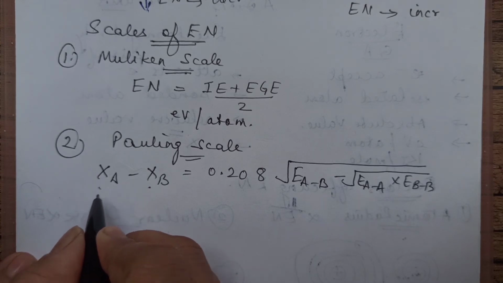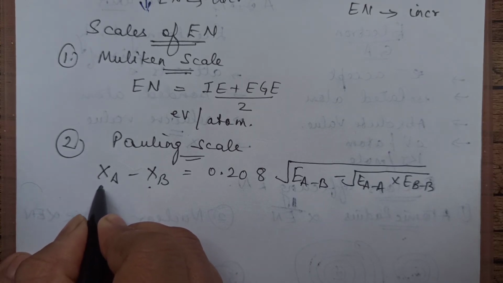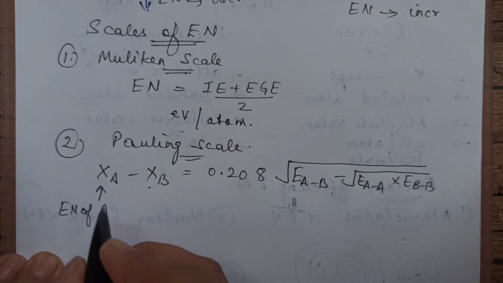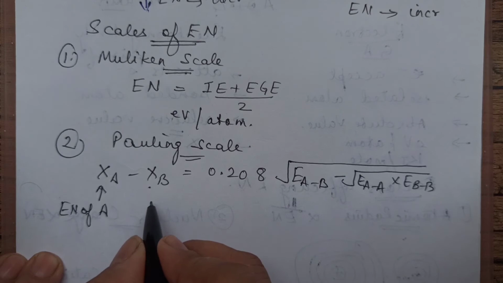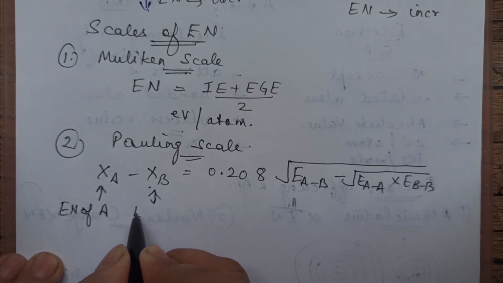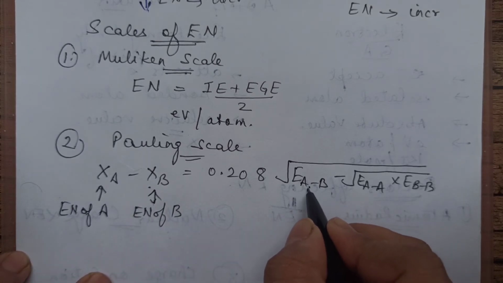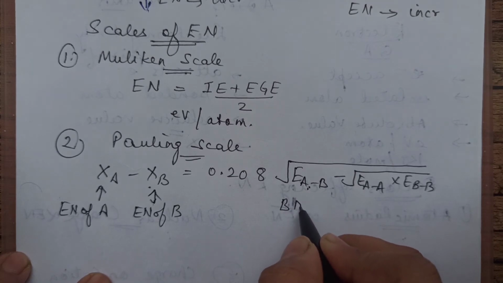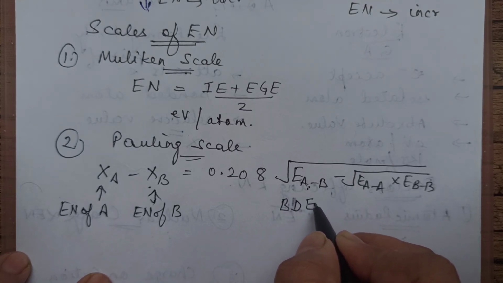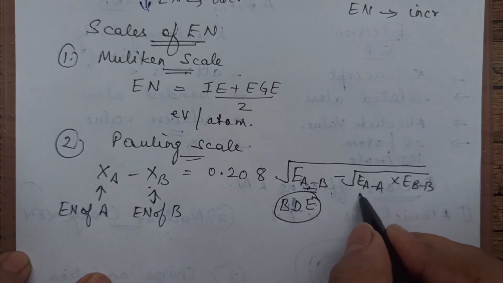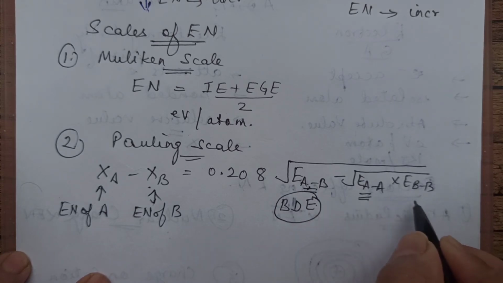Suppose there are two atoms A and B. The electronegativity of A is chi A. Electronegativity of B is chi B. And what are these? These are bond dissociation enthalpies. Bond dissociation enthalpy of AB, likewise bond dissociation enthalpy of AA, and bond dissociation enthalpy of BB.